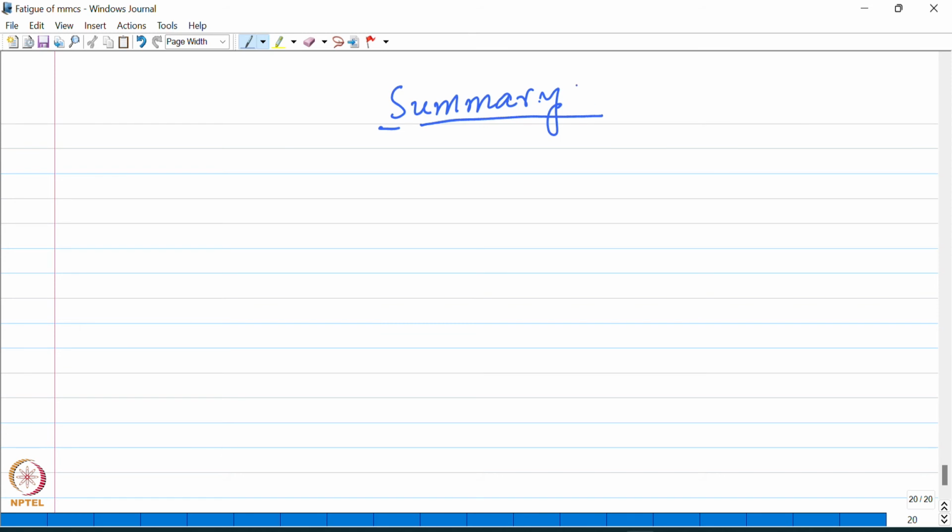While talking about the fatigue properties of metal matrix composites, we first discussed the stress controlled fatigue. In this case, we have seen that the fatigue resistance of the composite is generally better than the unreinforced matrix material.